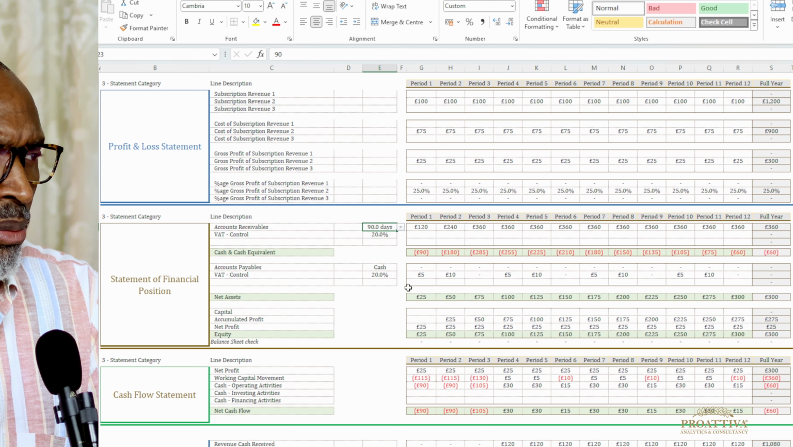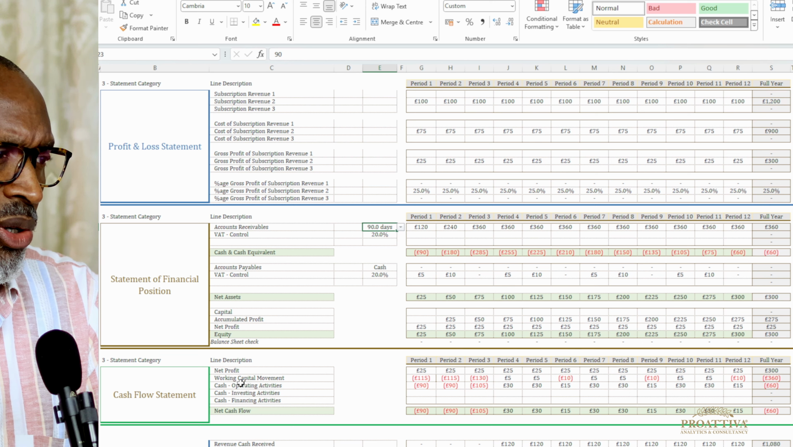And then you have your balance sheet always netting out, because your net assets and your equity should always be the same. And then you have your cash flow that reads as follows. Your net profit is the starting position. Your working capital movement is that your cash from operating activities is there for that.